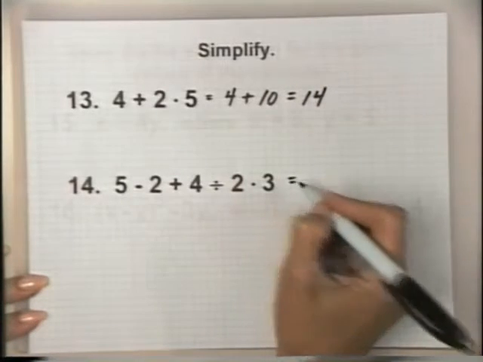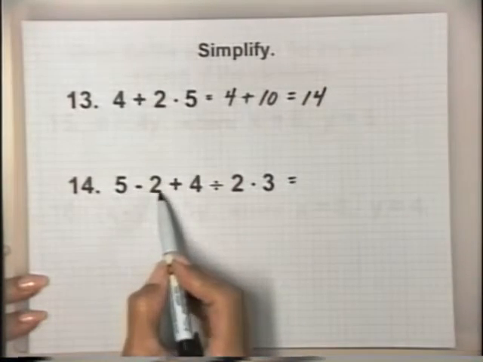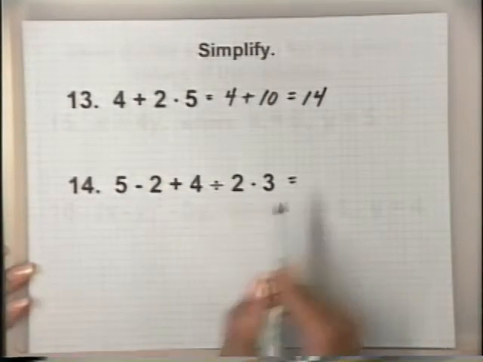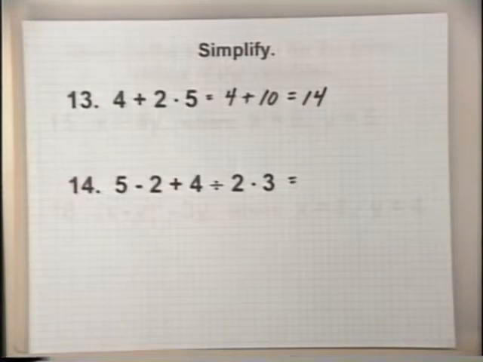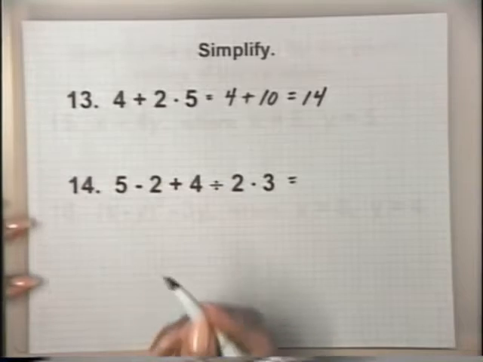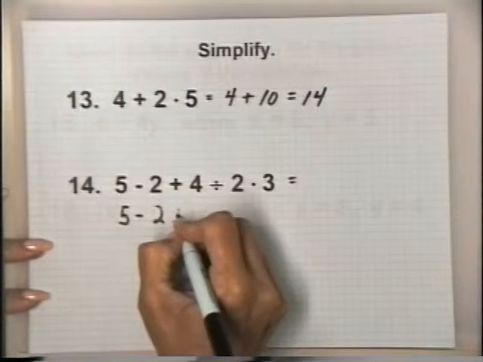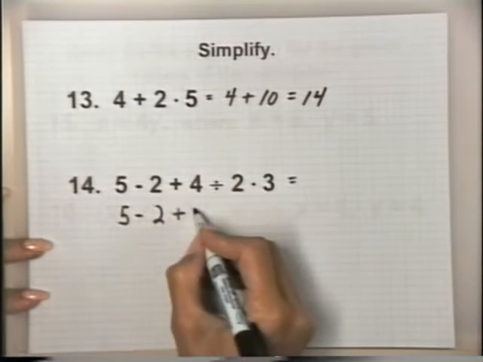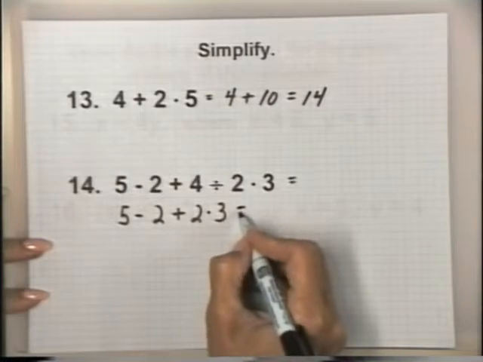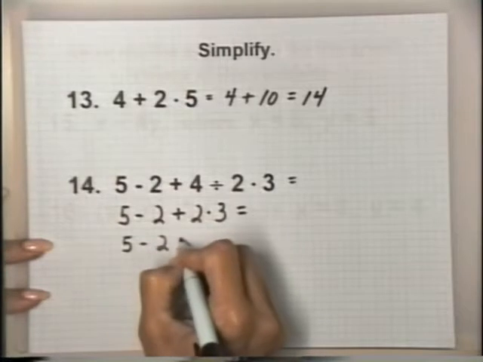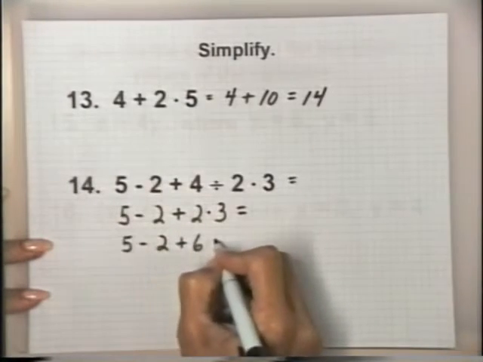In problem number 14, we have 5 subtract 2 plus 4 divided by 2 times 3. We have no parentheses used for grouping symbols. We have no exponents. So let's move from left to right and perform any multiplication or division as we come to it. We have 5 subtract 2 plus 4 divided by 2 is 2 times 3. Now let's go back through and multiply. We'll have 5 subtract 2 plus 2 times 3 is 6.